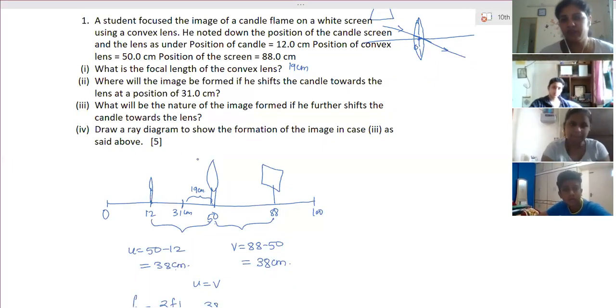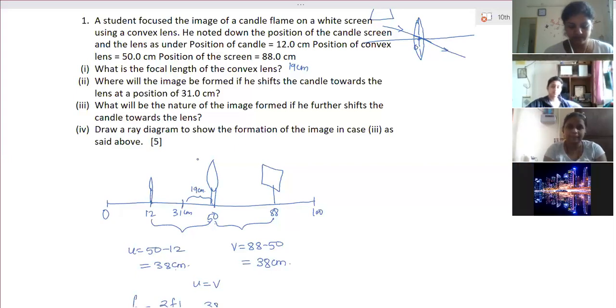What will be the nature of the image formed if he further shifts the candle towards the lens? Nature of the image formed. So the image will be virtual and erect. It cannot be seen on the screen. We cannot obtain it on the screen. And draw the ray diagram for the third case. That is, you have to show the virtual image formation by the convex lens. Clear? Yes, ma'am. Okay.